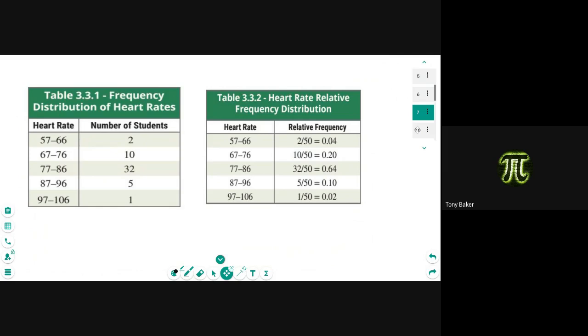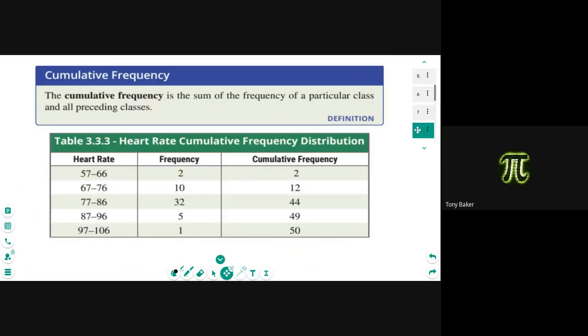We also have 2 what are known as cumulative frequency tables. We have a cumulative frequency distribution where cumulative frequency is literally just adding up as you go. So my first class, I have a cumulative frequency of 2. My second class would be 12 because it's 2 plus 10. Third class would be 44 because it's 2 plus 10 plus 32. So you're just adding as you're going. So it's a running total, basically.